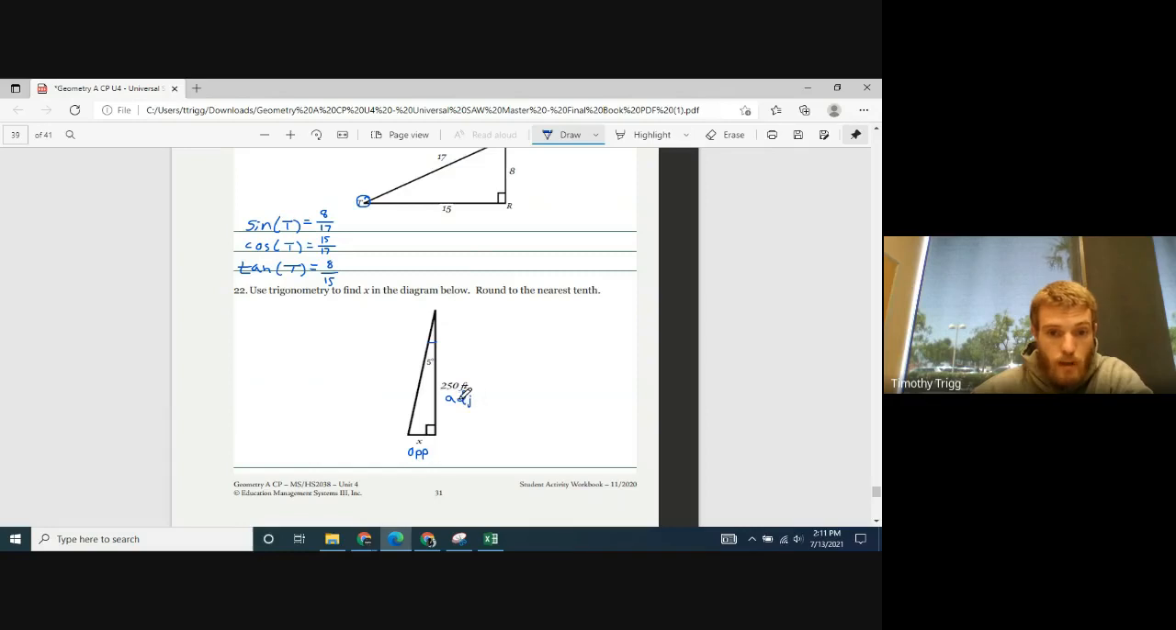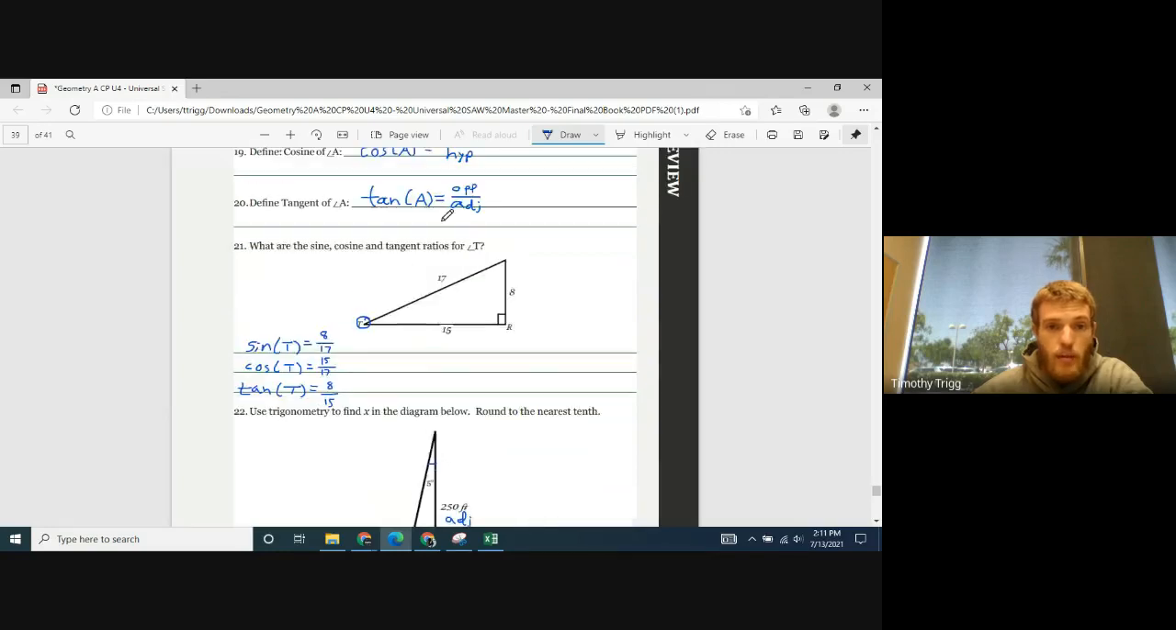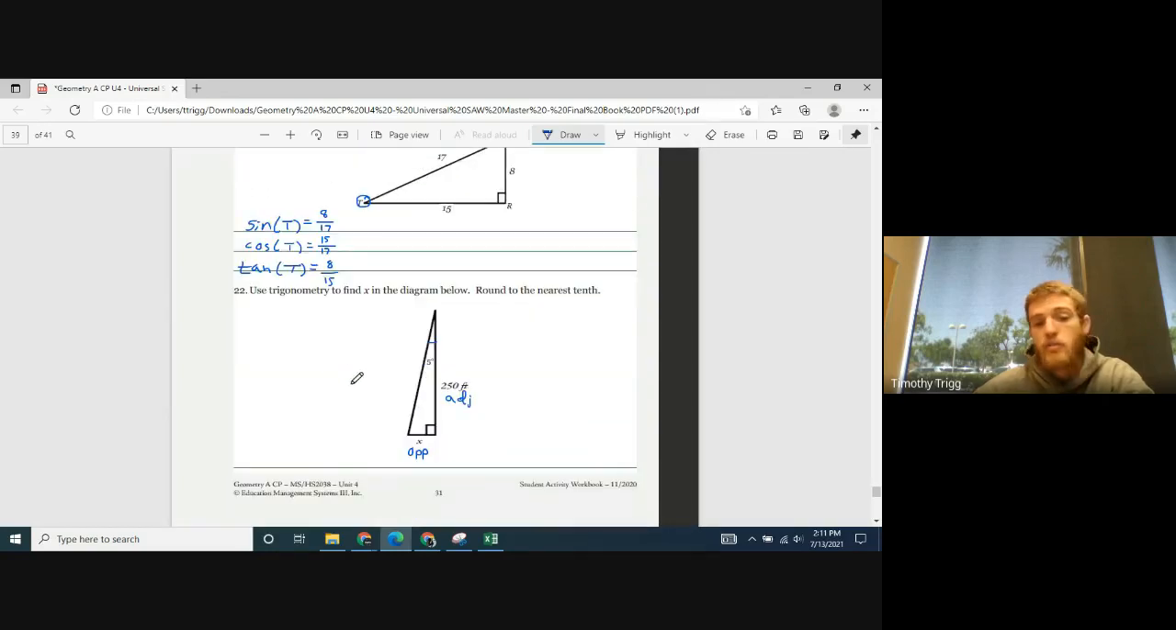So which trig function involves opposite and adjacent? Well, that's tangent. Tangent involves opposite and adjacent. So that tells you the trig function you're going to use is tangent. And you always put the angle in here. So in this case, tangent of 5 degrees equals the opposite side over the adjacent leg.